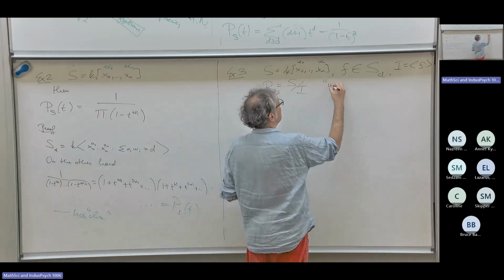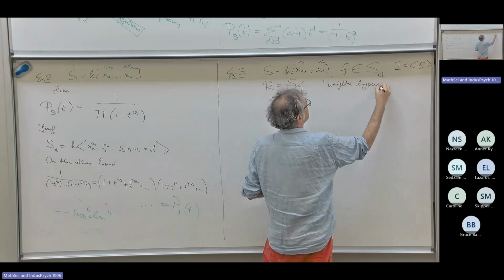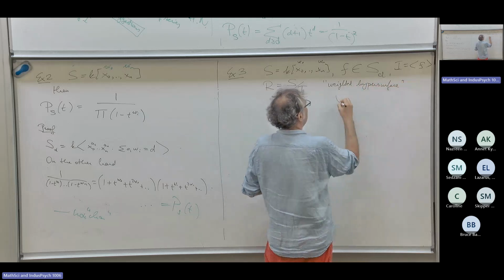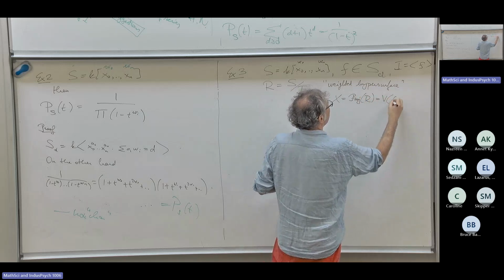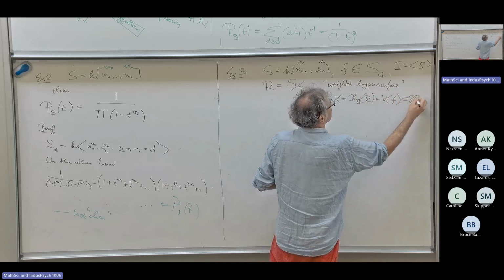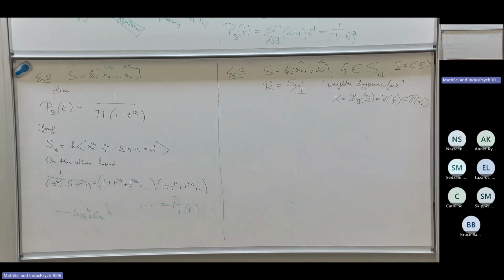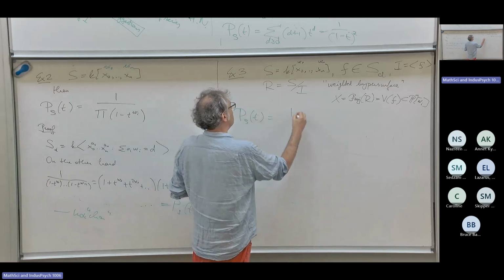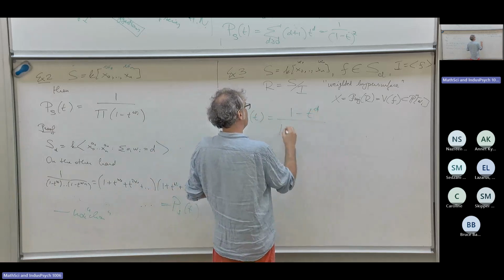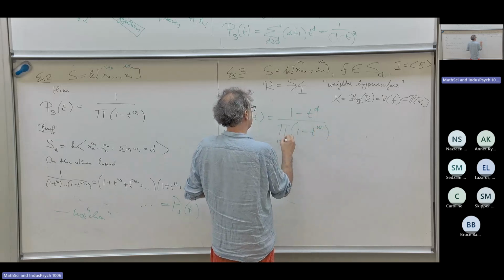So we have a weighted hypersurface X equals Proj R, the vanishing locus of F inside the weighted projective space. That's the geometry. And what's the Hilbert function? So the Hilbert series P_R(t) is (1 minus t to the d) over the product of (1 minus t to the w_i), i from 0 to n.